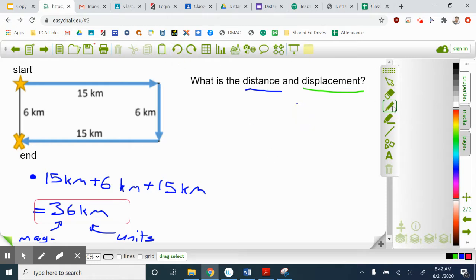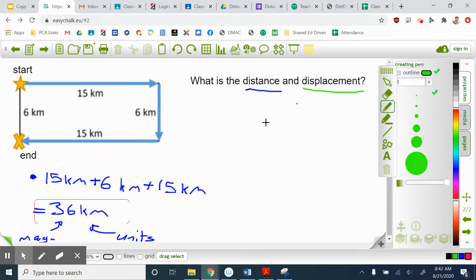So what we need to look at is actually this part right here. That green arrow I drew, that's going to be my displacement vector. So as far as the magnitude goes, he was only displaced 6 kilometers.